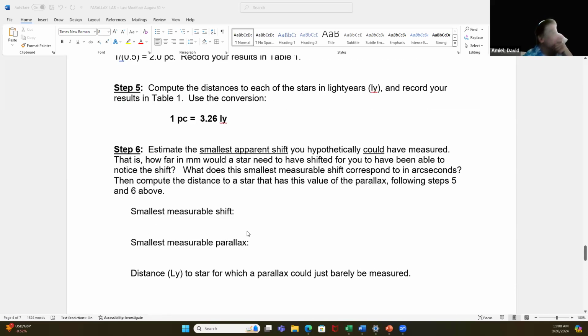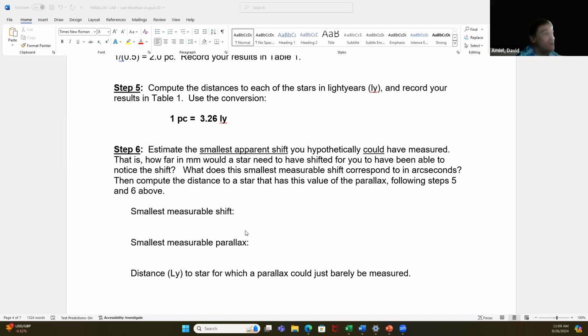All right. Now, step 6. Estimate the smallest apparent shift you hypothetically could have measured. Translation: how far in millimeters would a star need to have shifted for you to have been able to notice the shift? In other words, when you put image 2 below image 1 and you measure the distances, what's the smallest distance you could measure in millimeters?